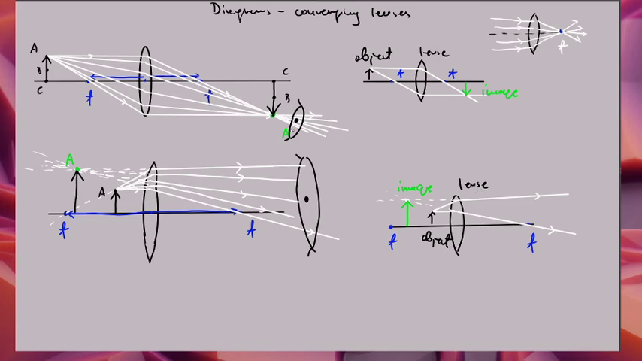In one case you get a flipped image. In another case, you do not get a flipped image. This image is not inverted. In this case, you get a magnified image. In this case, you could also get a magnified image. This is typically what you would think. This is a typical case of seeing things through a lens.